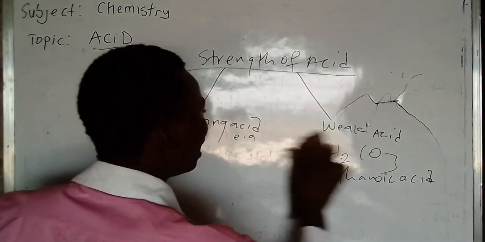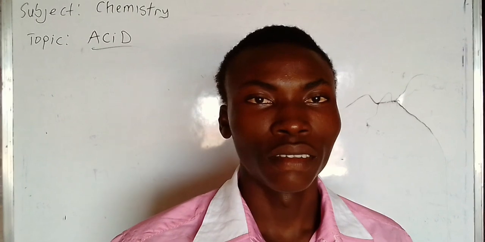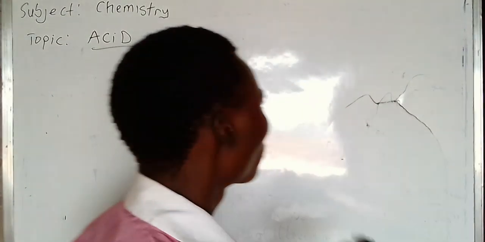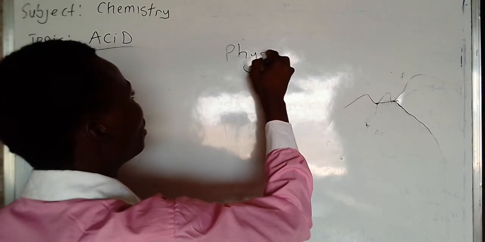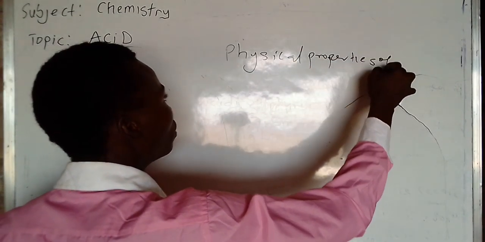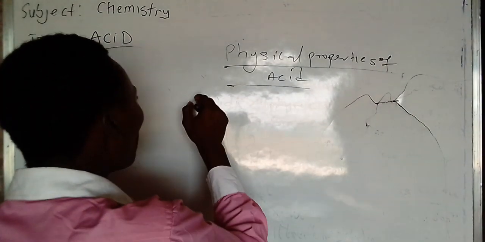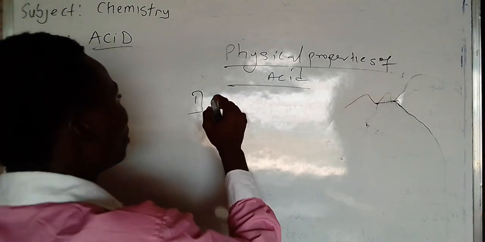Now, let us look at the properties of acid. What are the properties of acid? In the area of physical properties of acid, the number one property of acid is that they are sour to taste.